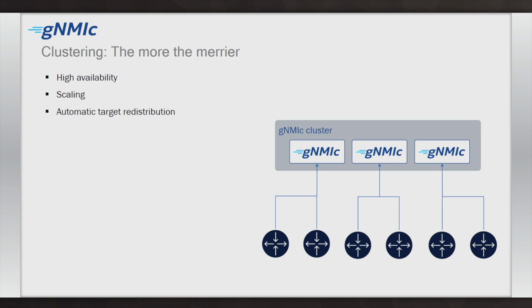So clustering, I'll try to explain how it kind of works. gNMIC is a highly available, or can be made highly available, collector. You'll be able to scale it out. So there's literally no limit on the number of instances that you can run. The instances will discover each other, and a leader will be elected, and that leader will be responsible for assigning the targets to the different instances that it discovered.